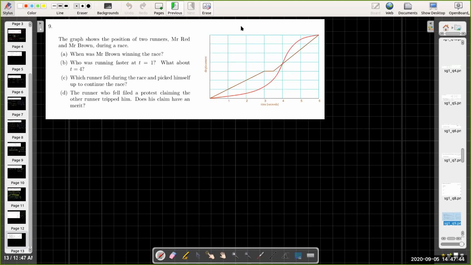And in our last question, we're looking at a position or displacement versus time graph of two people running a race. And there are some issues with my graph that are there on purpose.